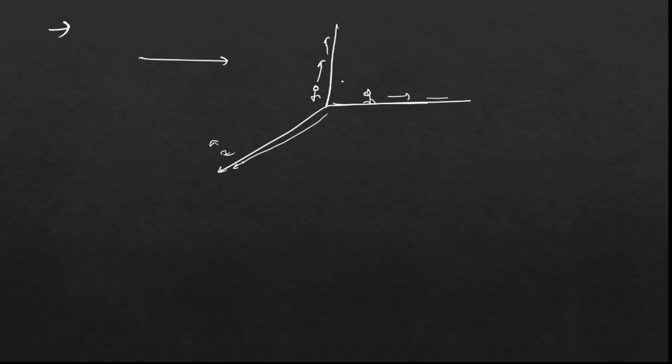And now I am going to consider the plane. What is a plane? A plane is something which is made by two axes.